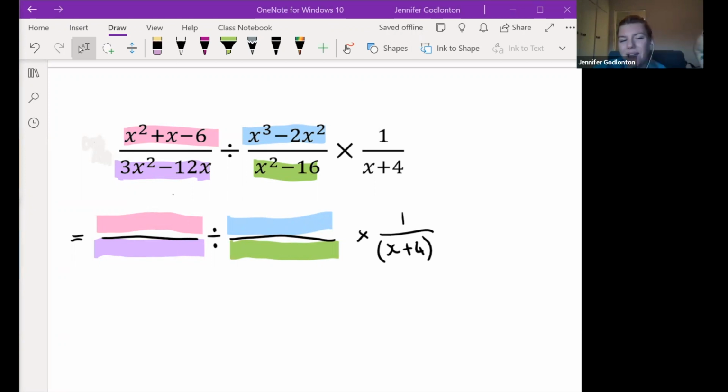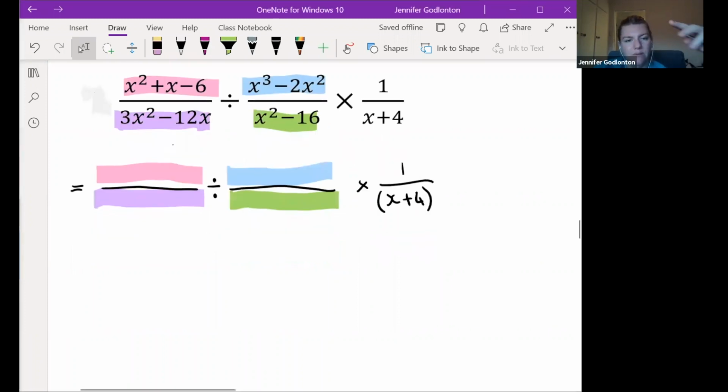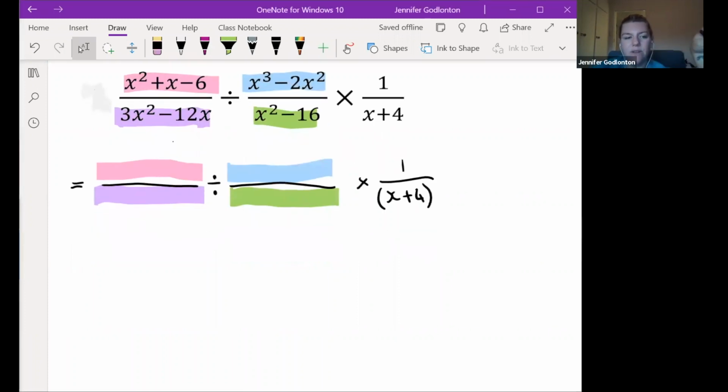I'm going to give you guys 1 more minute, not to have a final answer, just to have factorized these 4 things. And then I'm going to put those on the board, and then we're going to talk about the next step. So I'm just going to give you a bit more time, not a huge amount of extra time, just a little bit.